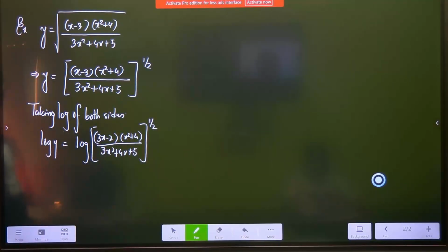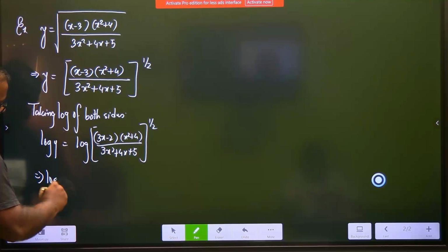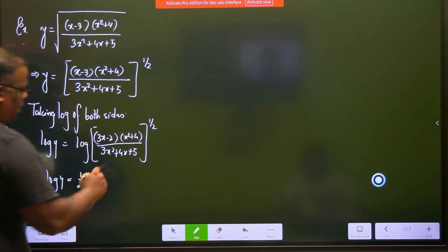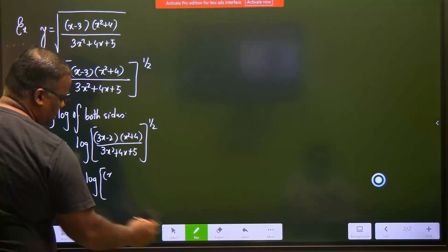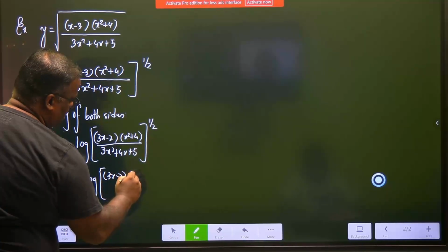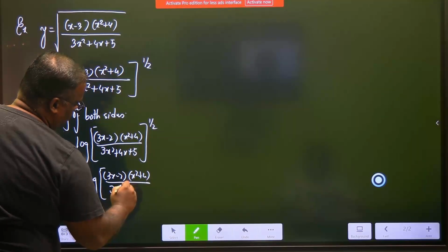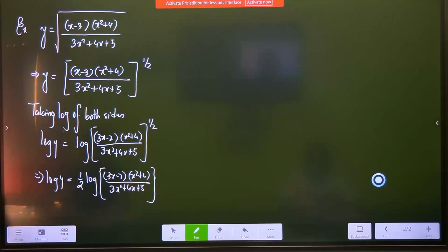Okay, understood this much? Now, log y equals half log. Here we are using the first formula, the exponential formula: 3x minus 2, x square plus 4, 3x square plus 4x plus 5. Did you understand this formula?